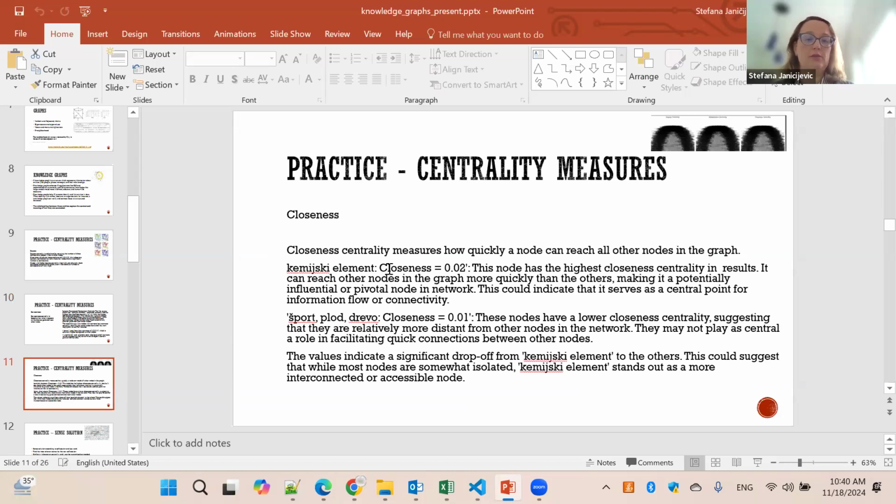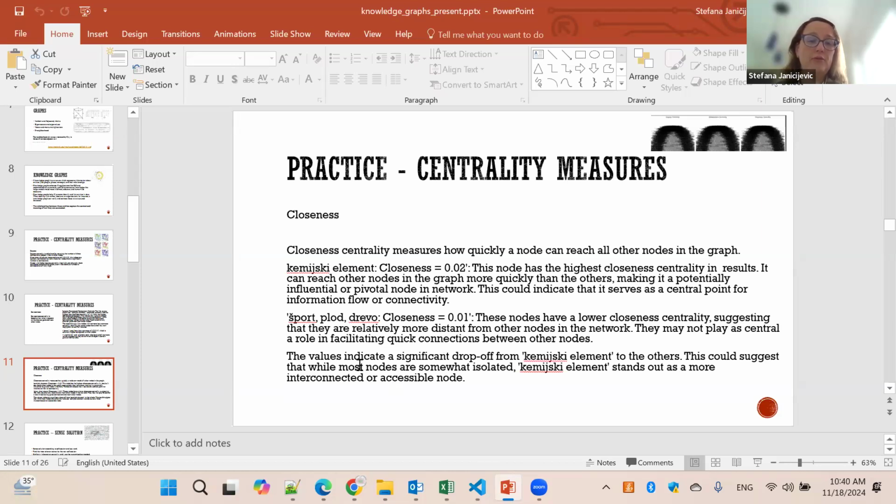Closeness, again, chemistry element. This node has the highest closeness centrality in the results. It can reach other nodes in the graph more quickly than the others, making it a potentially influential or pivotal node in the network. Again, sport, plot, drevo. Nodes have a lower closeness, suggesting that they are relatively more distant from other nodes in the network.